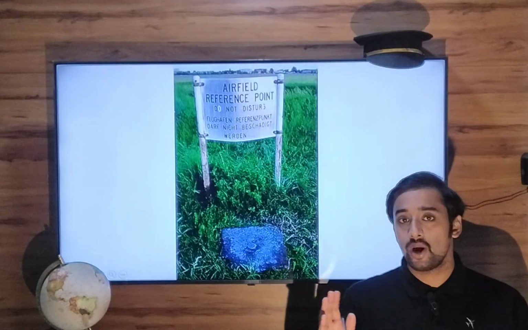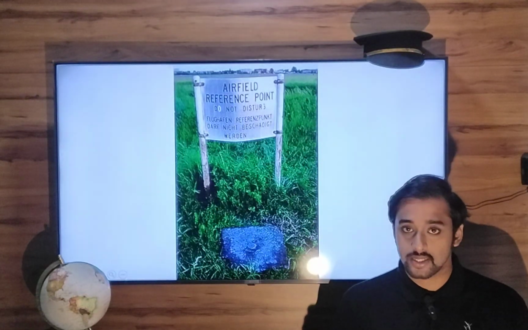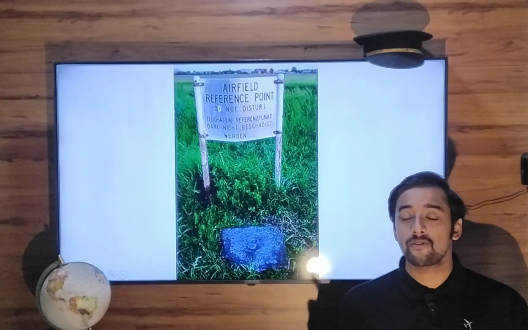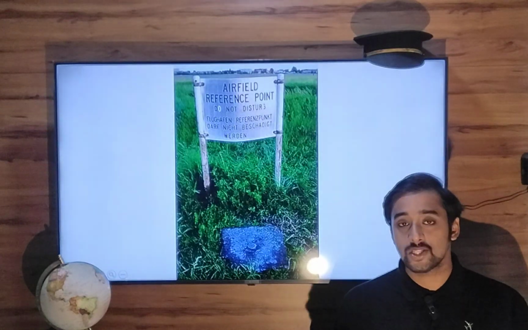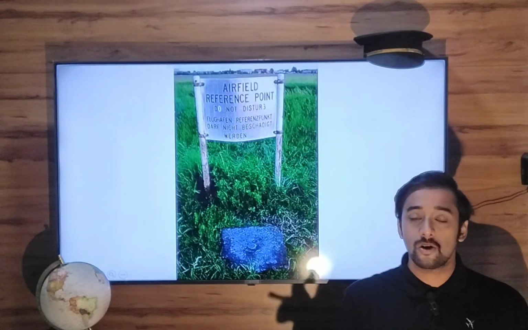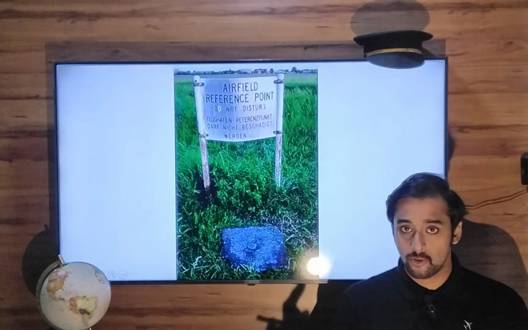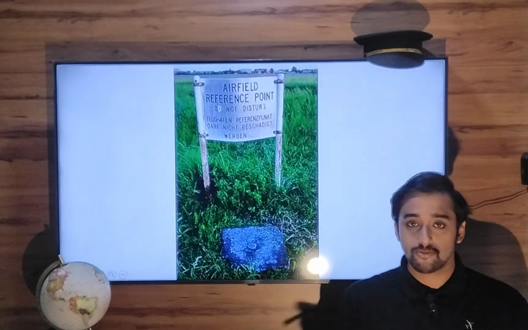That means your airport may be very large in size. Out of that entire airport, we take one point, which is the official location or designation of that airport. We call it the aerodrome reference point.